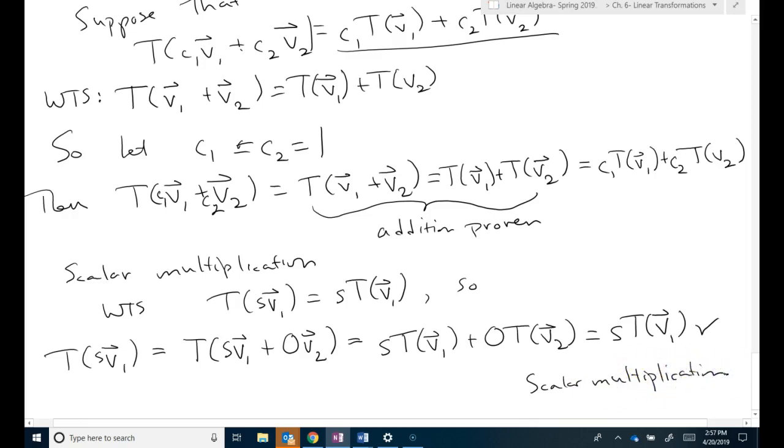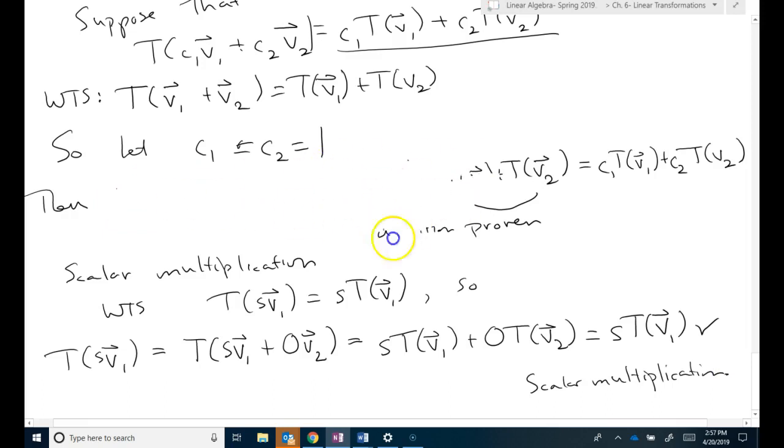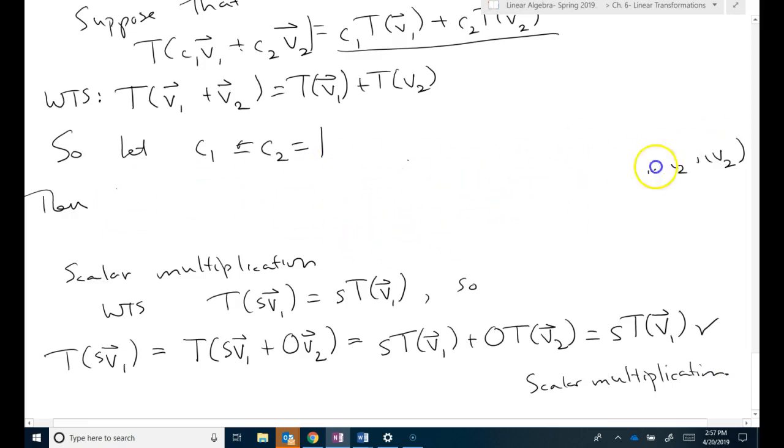I'm going to go back, actually. I'm going to redo this one, because what I did was I assumed what I was trying to prove. So just really quickly, it won't take long.